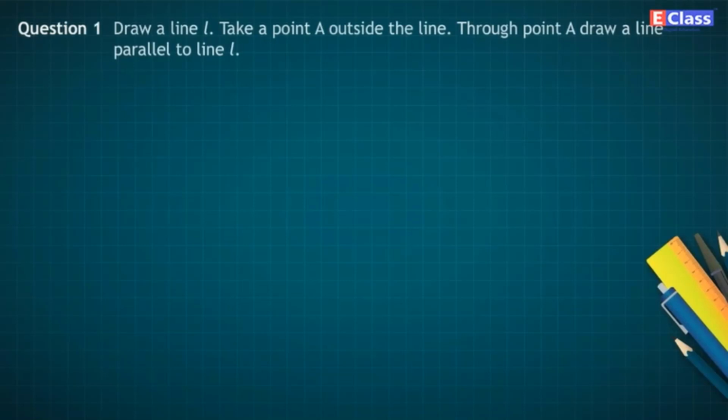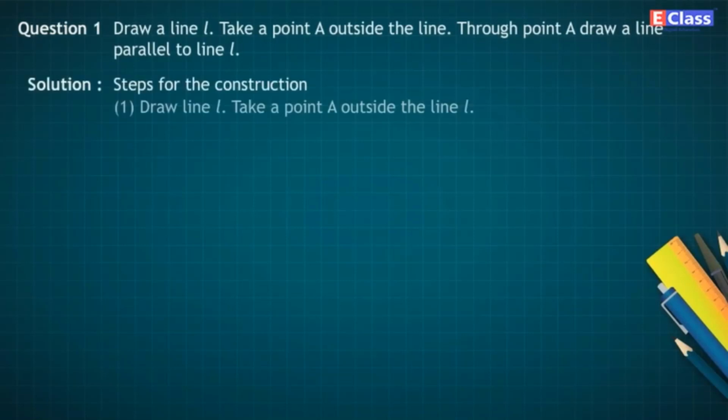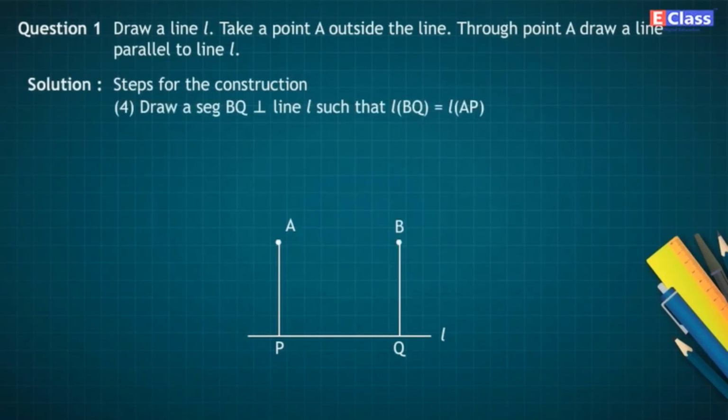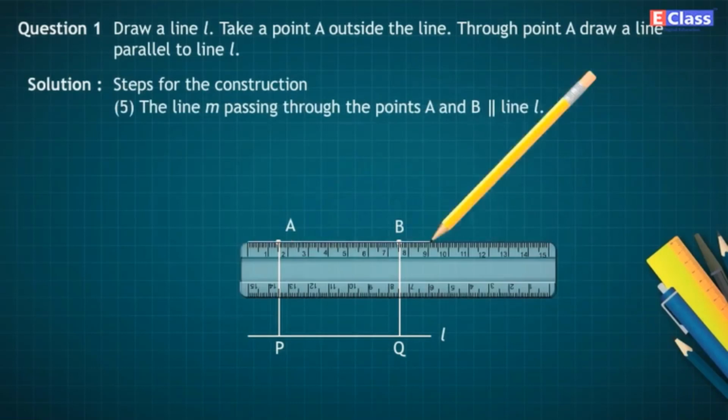Solution. Steps for the construction. 1. Draw line L. Take a point A outside the line L. 2. Draw a segment AP perpendicular to the line L. 3. Take another point Q on line L. 4. Draw a segment BQ perpendicular to the line L such that the length of BQ is equal to the length of AP. 5. The line M passing through the points A and B is parallel to the line L.